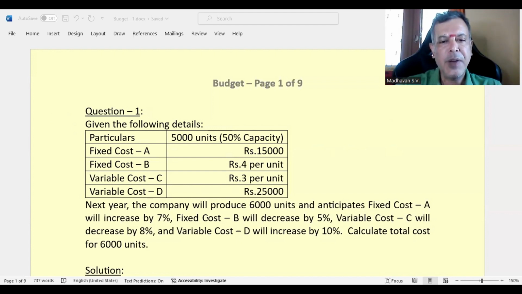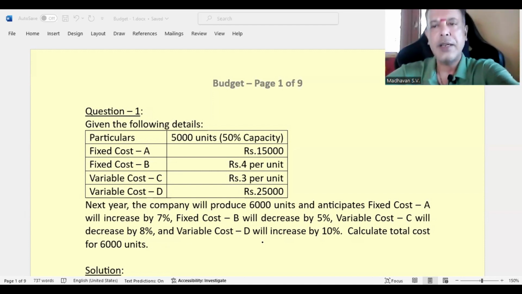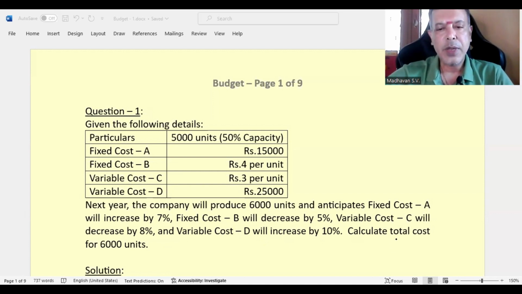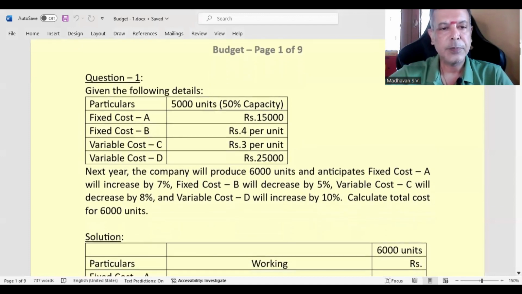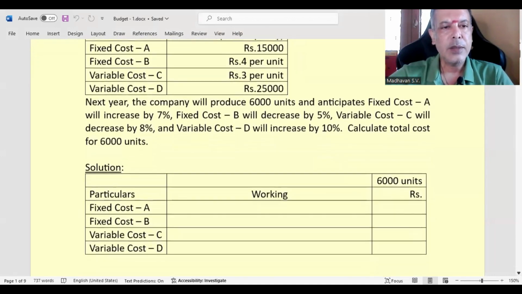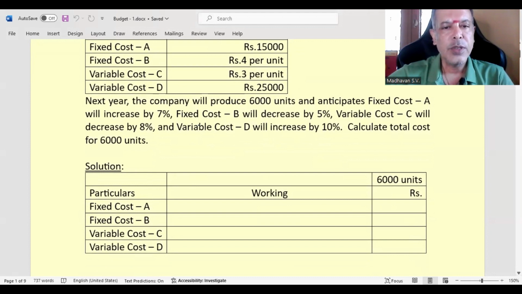Next year, the company will produce 6,000 units and anticipates fixed cost A will increase by 7%, fixed cost B will decrease by 5%, variable cost C will decrease by 8%, and variable cost D will increase by 10%. We are supposed to calculate the total cost for 6,000 units. Let us start. So these are the costs. Question says that they are going to produce 6,000 units in the coming year.